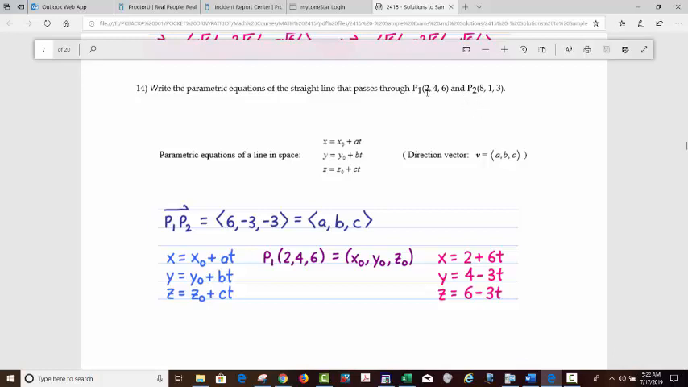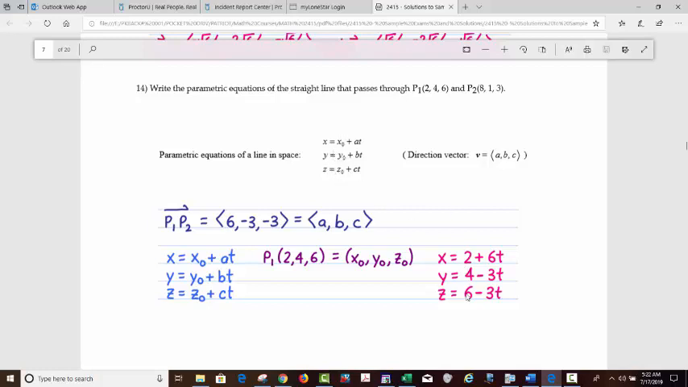So 8 minus 2 is 6. 1 minus 4 is -3. 3 minus 6 is -3. So that's your direction vector ABC in this formula right here. X0, Y0, Z0 could actually be either point, but I'm going to go ahead and use the starting point for simplicity. Either point is acceptable because both points have to be on the line anyway.